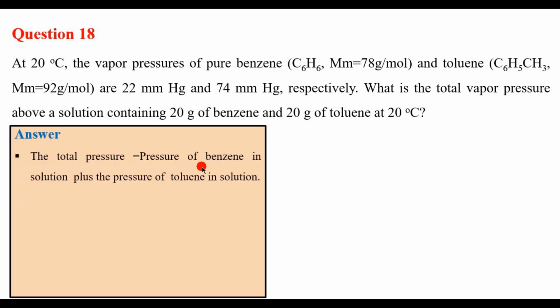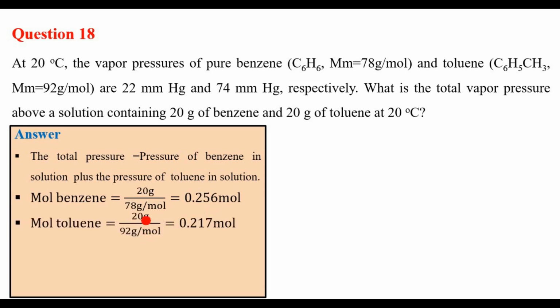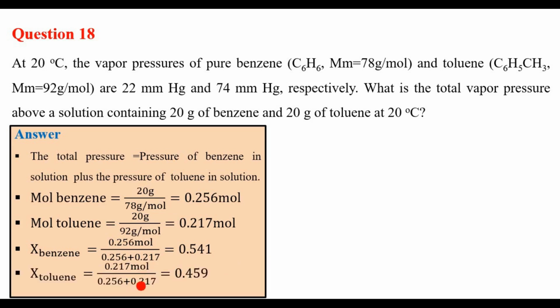Let's see what we have. The total pressure is equal to the pressure of benzene in solution plus the pressure of toluene in solution. The moles of benzene, we have that: it is the mass divided by the molar mass. We can also get the moles of toluene, which is also the mass divided by the molar mass. Then you can look at the mole fraction of benzene. That means we take the moles of benzene divided by the total moles. You can also get the mole fraction of toluene, which is the moles of toluene divided by the total moles.